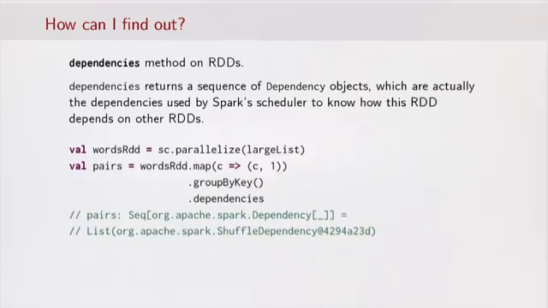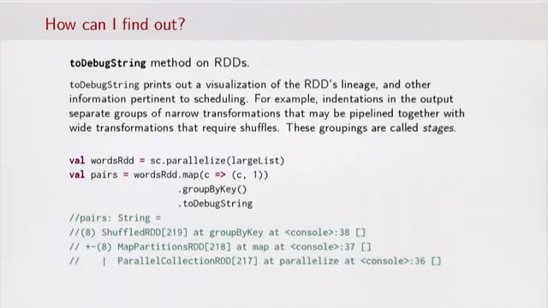which is a pretty clear indicator that a shuffle might occur. Here's a quick example of what the output to dependencies looks like. So if you have some pair RDD words and you do group by key on it and then you call dependencies, what you get back from Spark is a list with a shuffle dependency in it. So you know that this call to group by key is going to cause a shuffle. Spark also comes with another method called toDebugString. This method actually prints out a visualization of the RDD lineage along with other information relevant to scheduling.